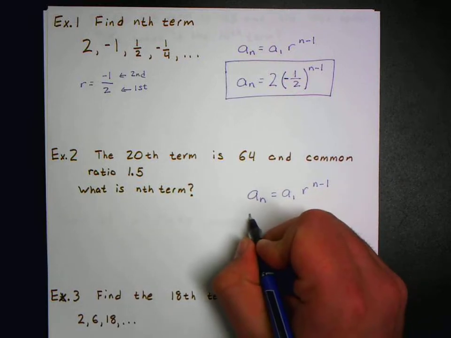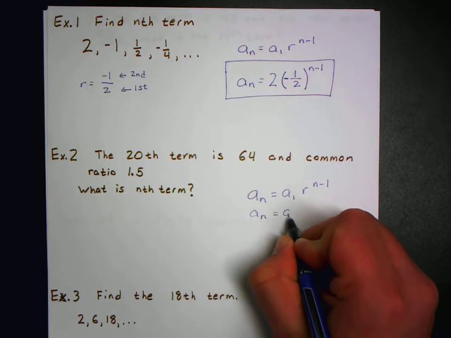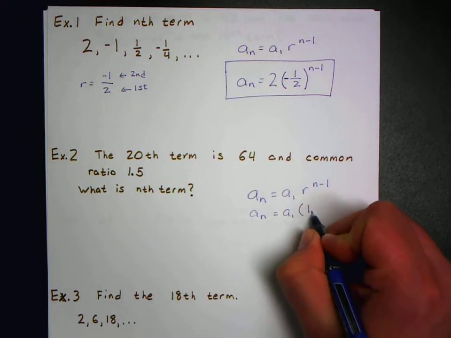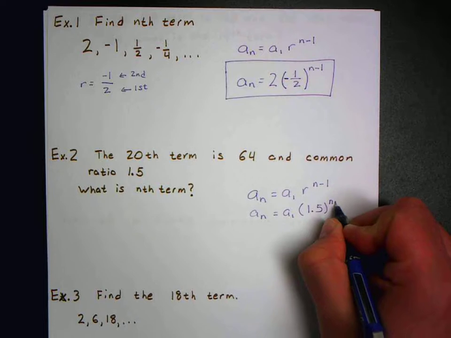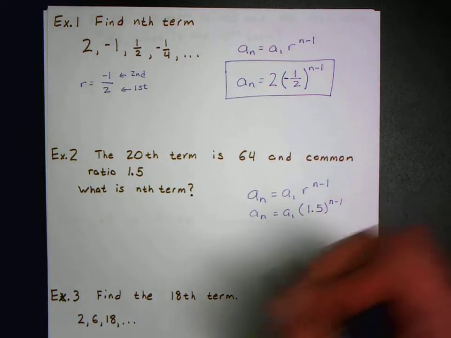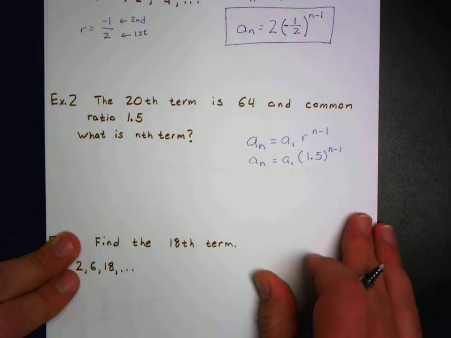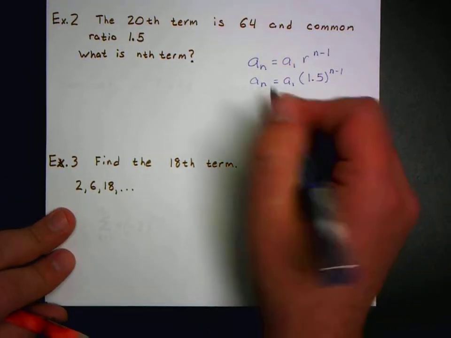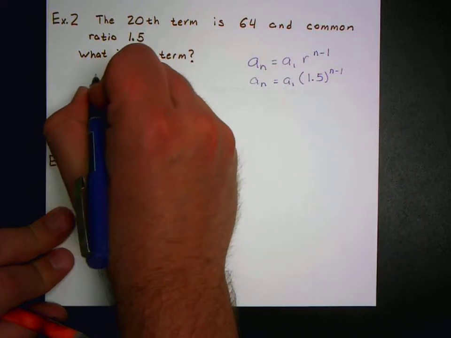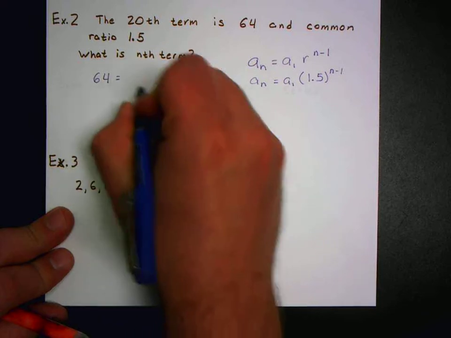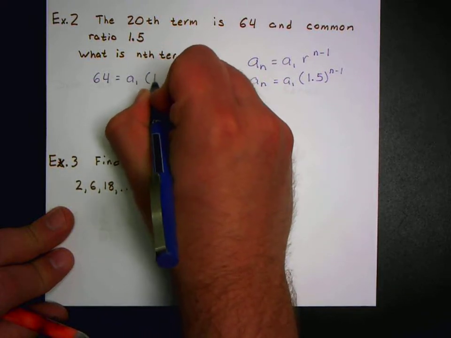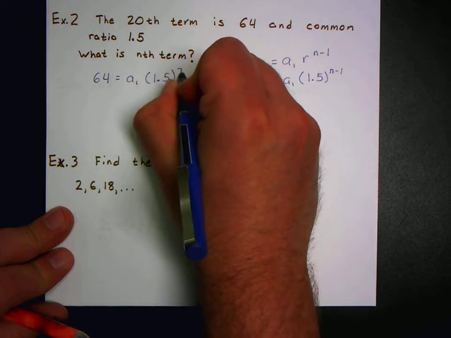Okay, so from this, finding the nth term, they tell me what the common ratio is, which is 1.5. But I don't know what the first term is, so I have to figure that out. So that's why they gave me the other information. They told me the 20th term is 64. So I can take this and plug it into that. So 64 equals A1 times 1.5 to the 20 minus 1.